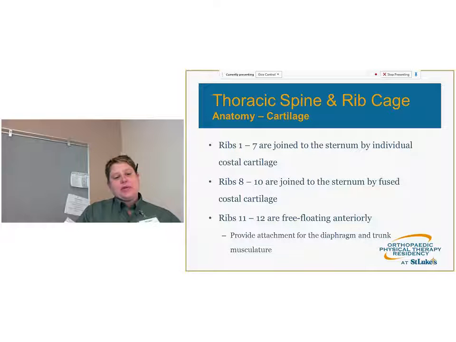Reviewing the anatomy of the ribs, ribs 1 through 7 are joined to the sternum by individual costal cartilage, ribs 8 to 10 by fused costal cartilage, and the 11th and 12th rib are free-floating anteriorly. They are important, though, because they do provide attachments for the diaphragm and other trunk musculature.